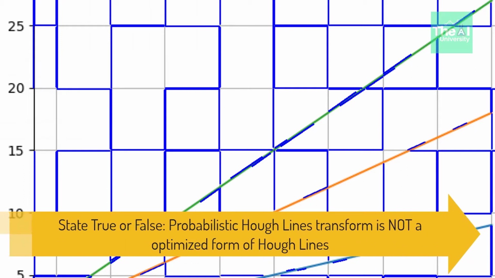So here is today's question. State true or false. Probabilistic Hough lines transform is not an optimized form of Hough lines.